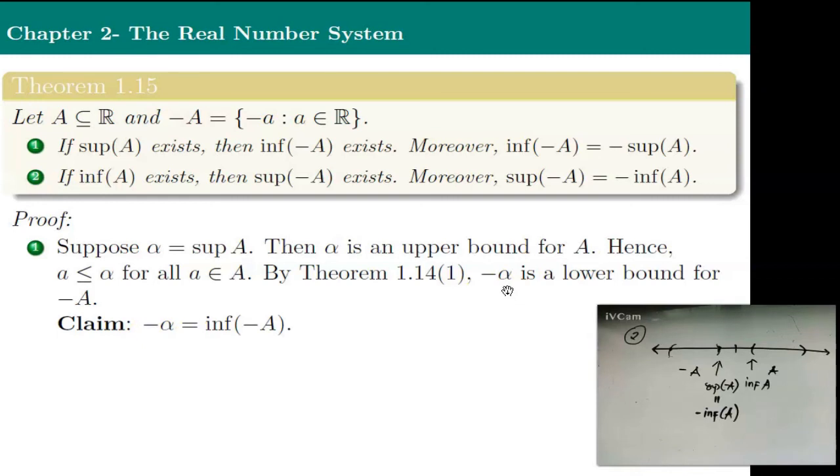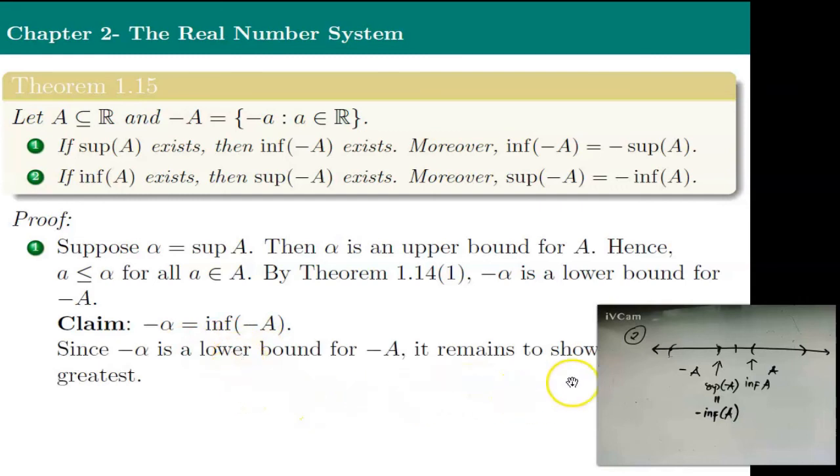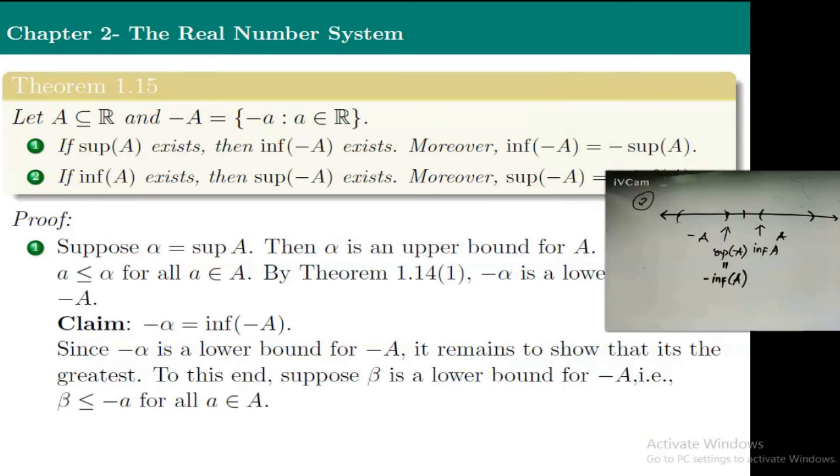Since negative alpha is a lower bound for negative A, we only need to show that it is the greatest lower bound of negative A. So we let beta be a lower bound for negative A. That is, being a lower bound for negative A, it is less than or equal to any element of negative A, that is, negative a for all a in A. Take note, we supposed another lower bound beta for negative A because we want to show that negative alpha is the greatest lower bound.